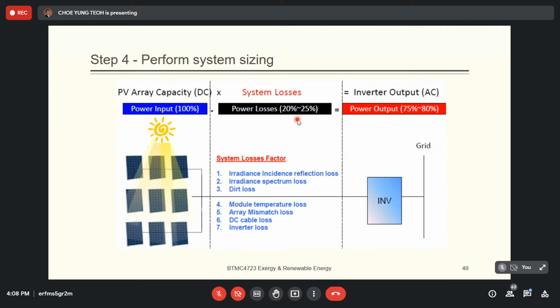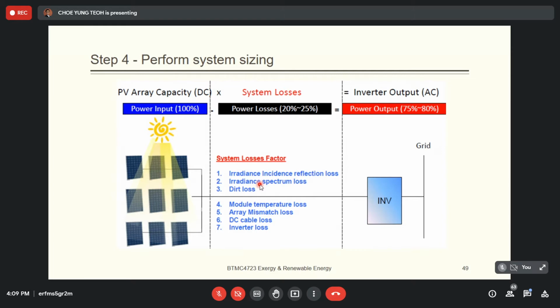20 to 25. This standard, you can just multiply by 0.8 to calculate the inverter power. Okay, so you can see the first one is the irradiant incident refraction loss. Although we can see that the panel definitely will reflect some of the irradiant. If something cannot reflect any sunlight, it means that you cannot see the thing. It fully absorbs the light, but that's totally possible. Maybe a black hole. But this is not a black hole, so it will still reflect some of the sunlight.